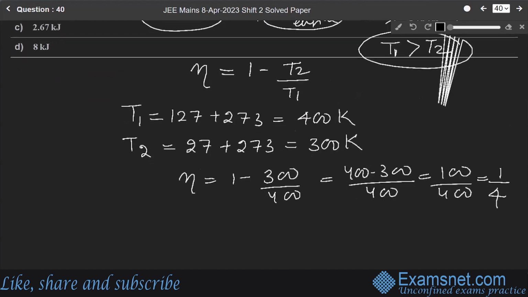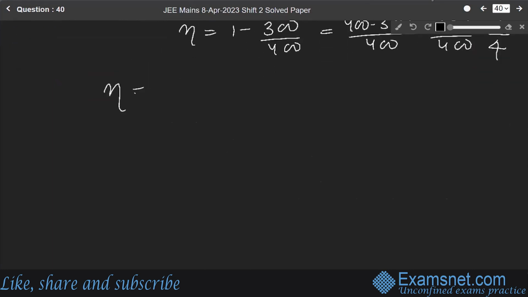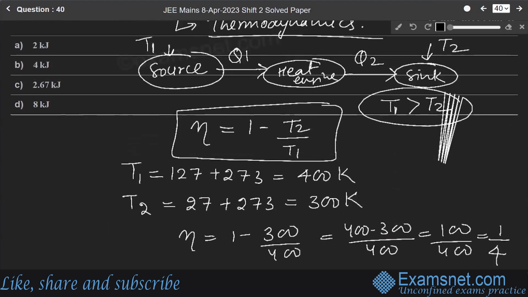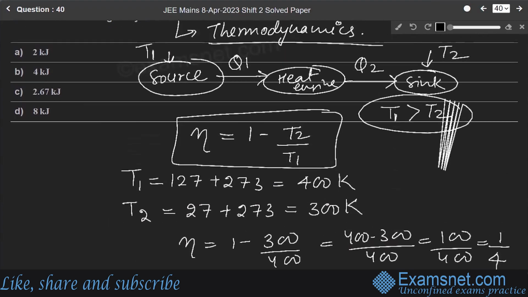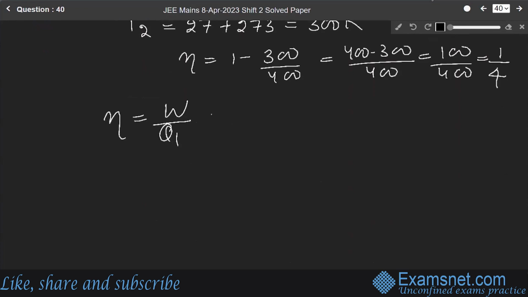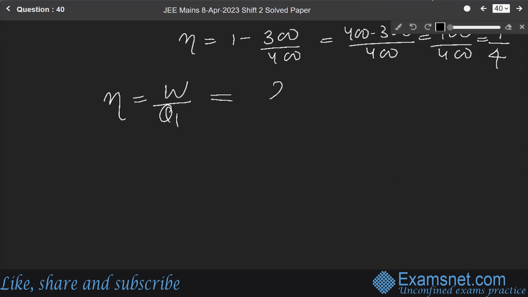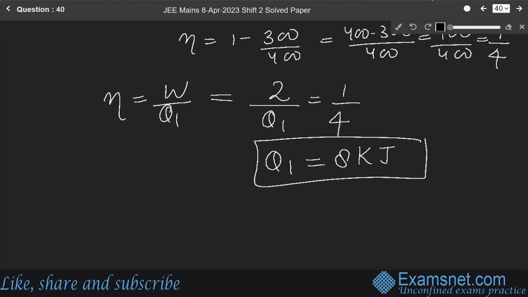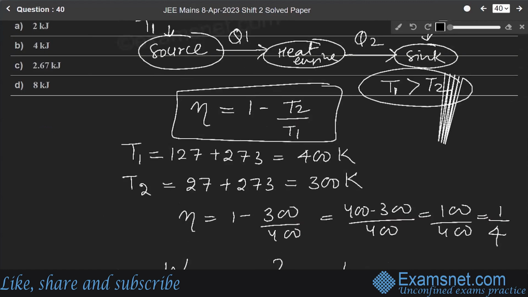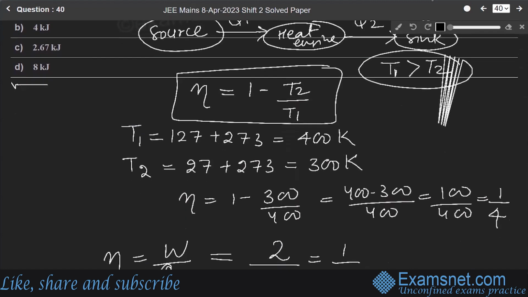Okay. Another formula for finding the efficiency is eta equals work done over Q1. Q1 is the heat supplied from the source to the heat engine. From the question, work done is given as 2 kilojoule. So 2 over Q1, and eta is 1 by 4. So we get Q1 equals 4 into 2, which is 8 kilojoule. This is our final answer. So Q1 is 8 kilojoule, option D is correct.